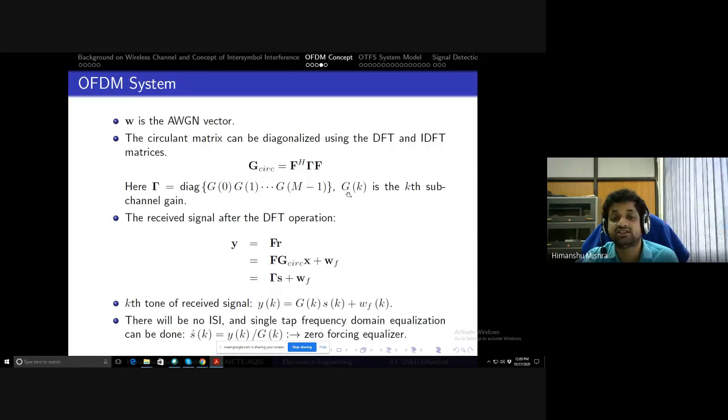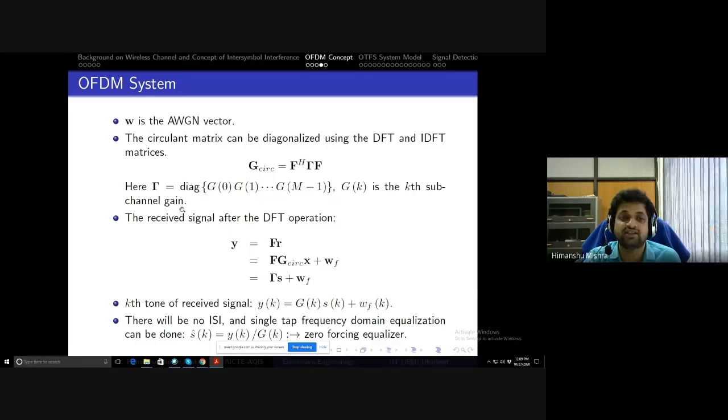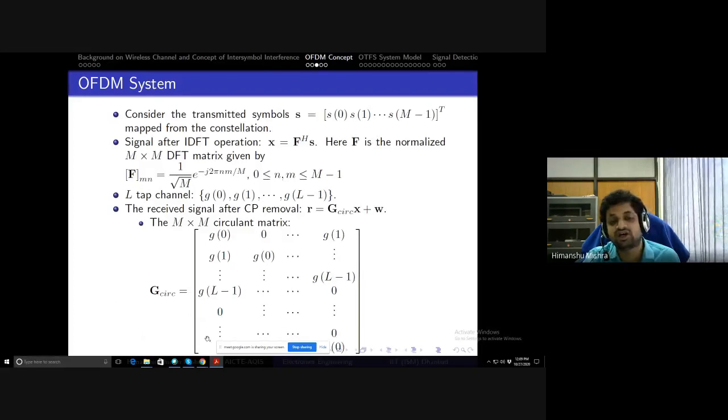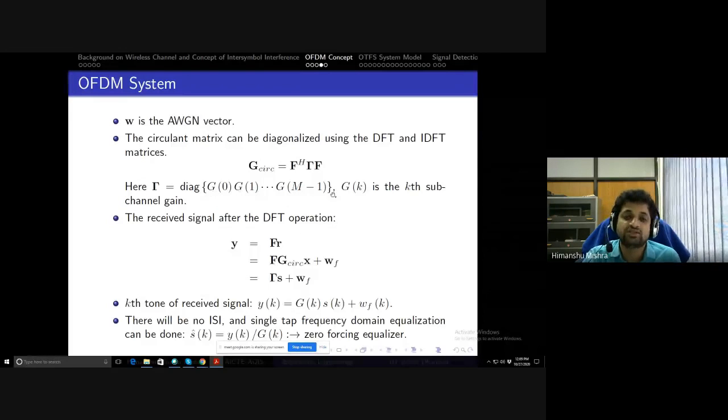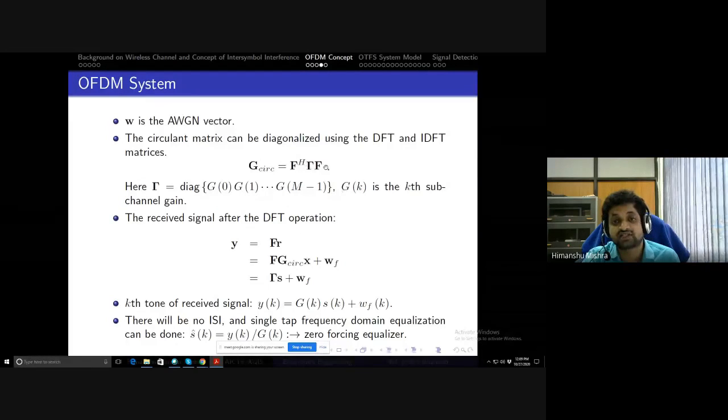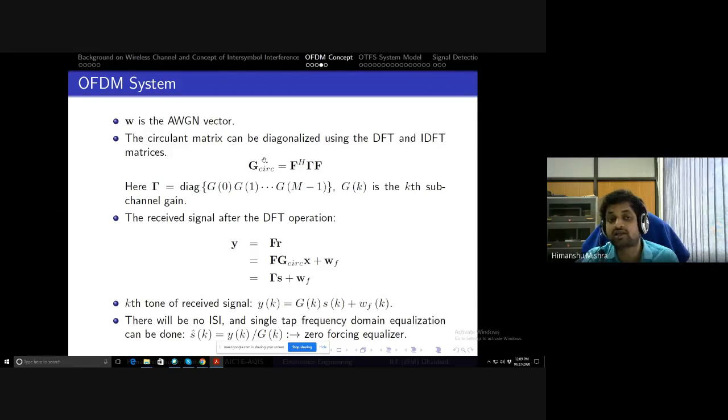That means you can tell that GK is the kth subchannel gain. How will you get this? You will get this by doing the FFT of any one column, the first column of the circulant matrix. That thing you can put in the diagonal matrix. So this is the representation of any circulant matrix.